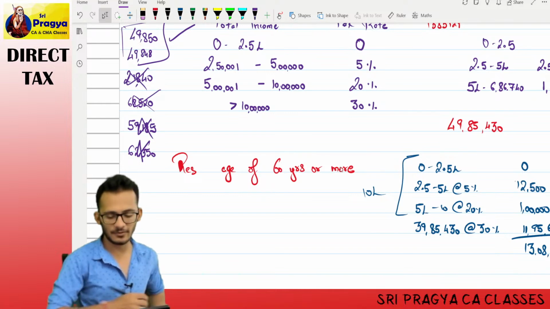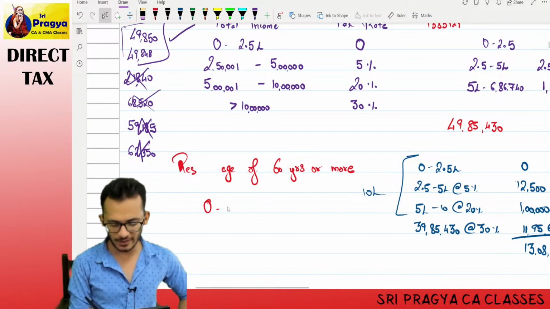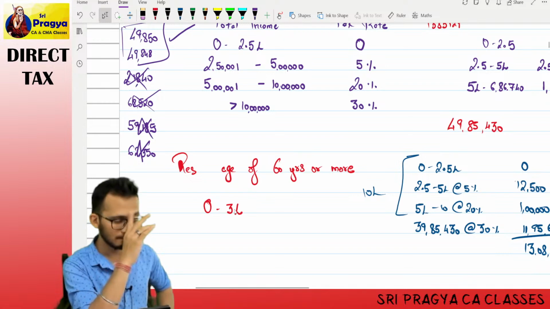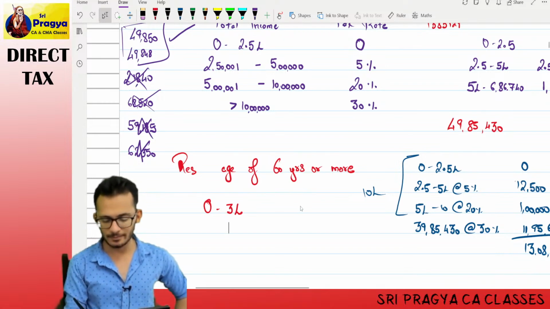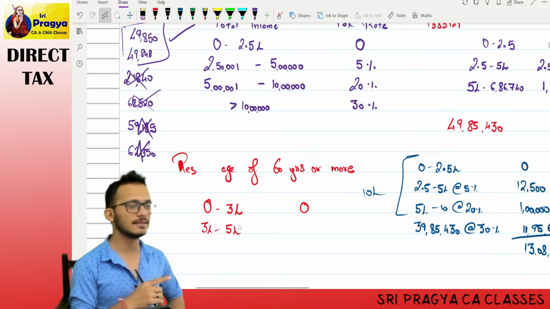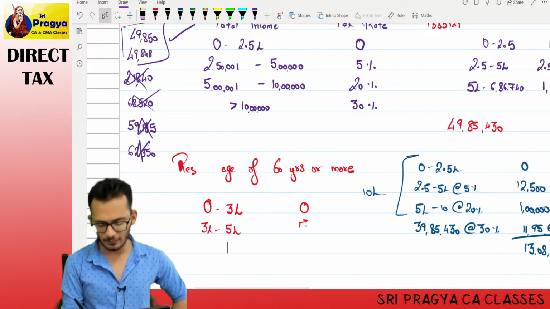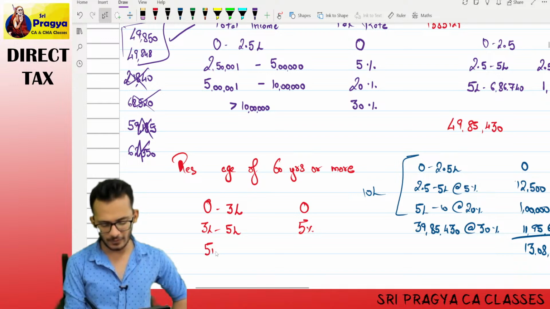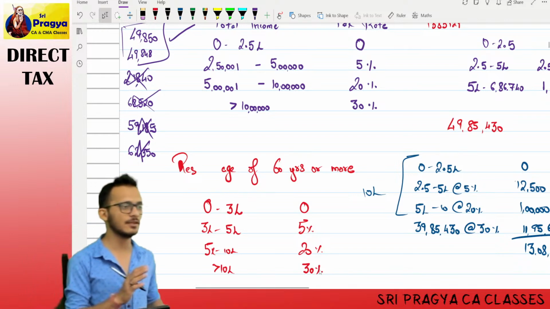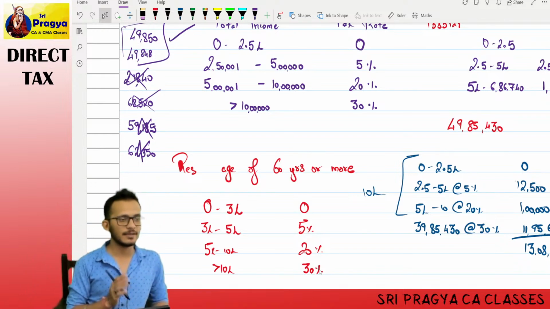Rahul, what is the difference? The difference is that income tax says now your slab is up to 3 lakhs. Read it for me: 0 to 3, 3 to 5, same thing, continue. The first thing alone will change. So 0 to 3 is 0, 3 to 5 is 5%, then 5 to 10 is 20%. Which means for an extra 50,000, I am reducing 5% for you.